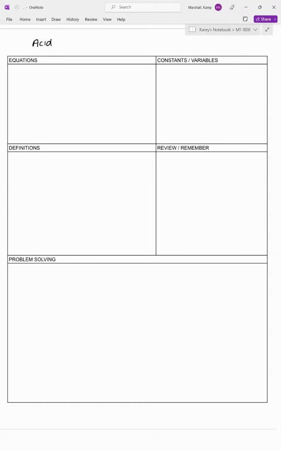The acid-base material has a lot of problem solving, so you'll want to save most of your space on your note sheet for problem solving itself.